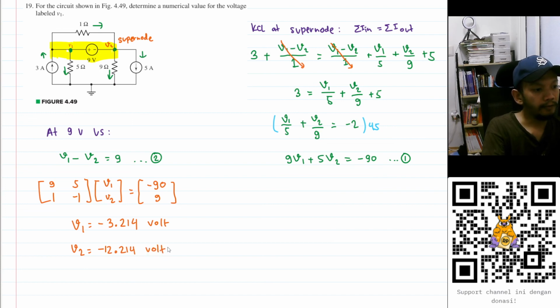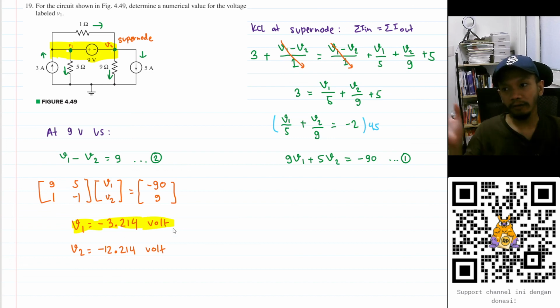And we are asked about V1, right? We are asked about V1. So V1 is this value here. Okay, that is the final answer to the question. Hopefully, I did not make any mistakes in the calculation.